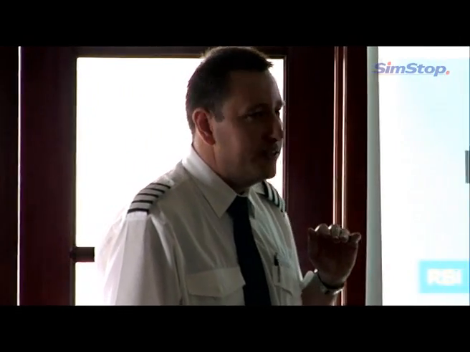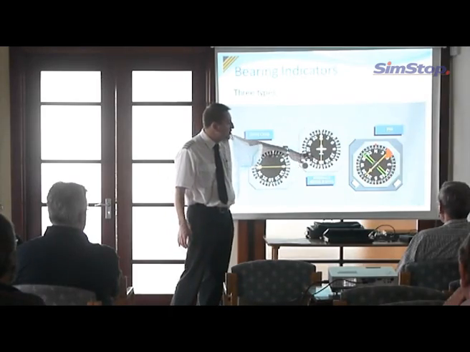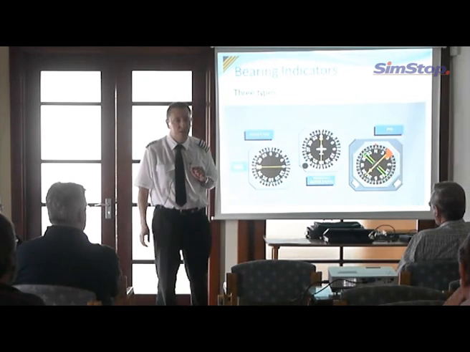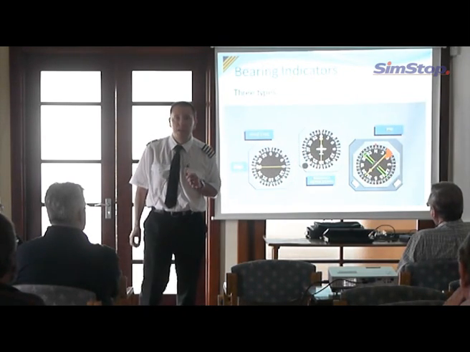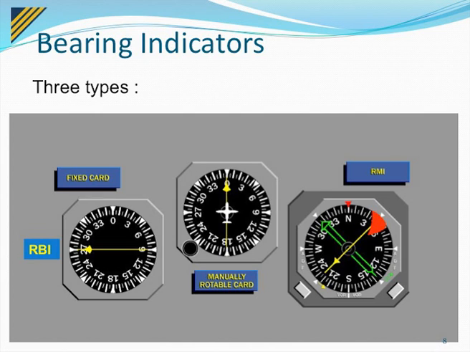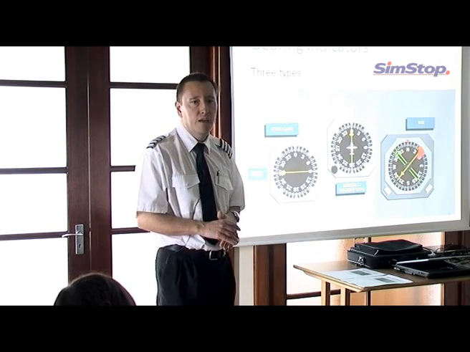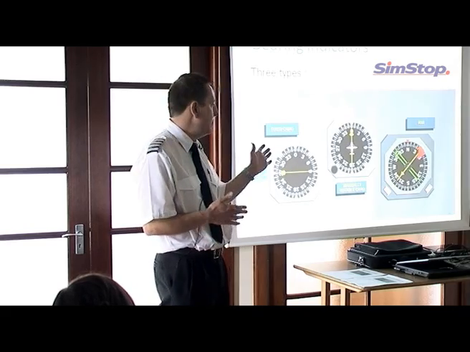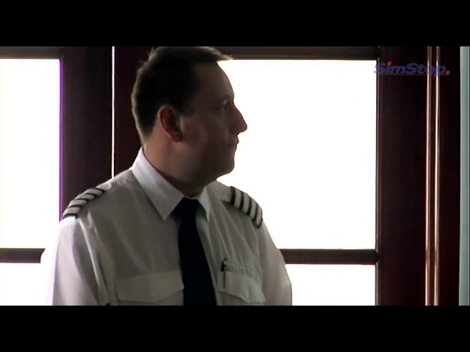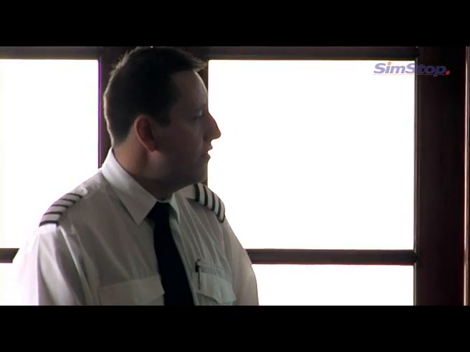The reason it's called a poor man's RMI is because it's a cheaper option than the actual RMI, in which the compass card is slaved with the heading indicator. So every time you change heading, the compass card changes to match that heading, and instantly from the needles you can see the bearing to and from the station. The bearing to the station is called the QDM, which is a magnetic bearing, and the bearing from the station is called the QDR.